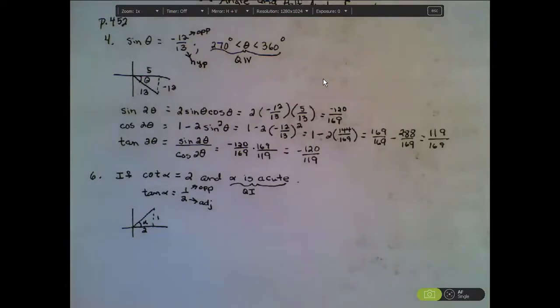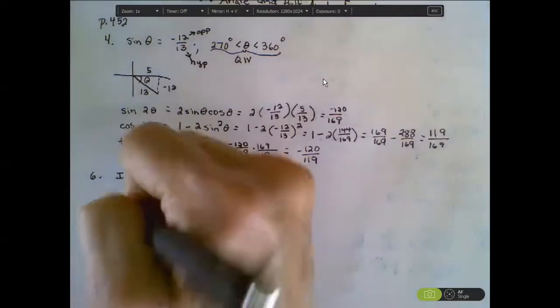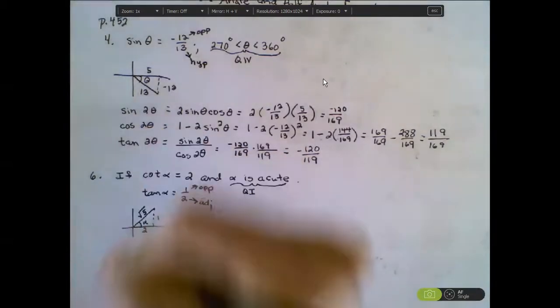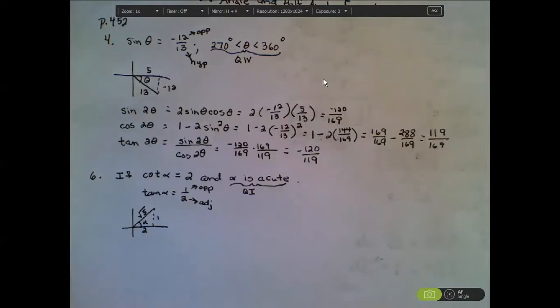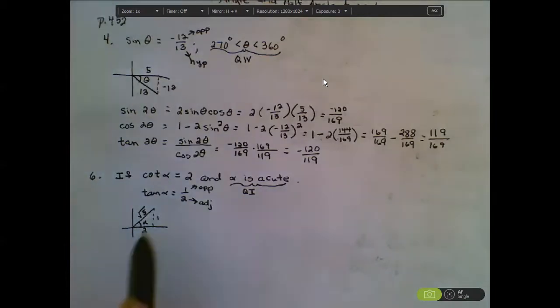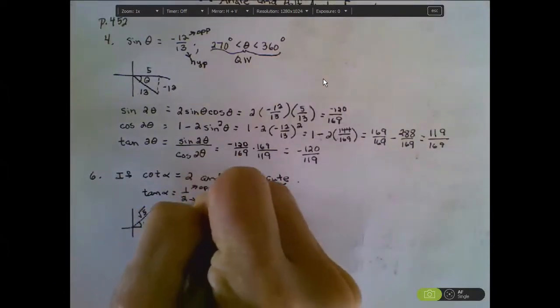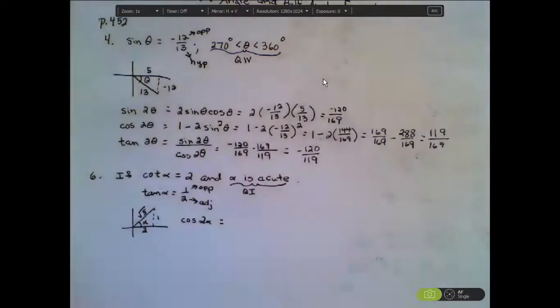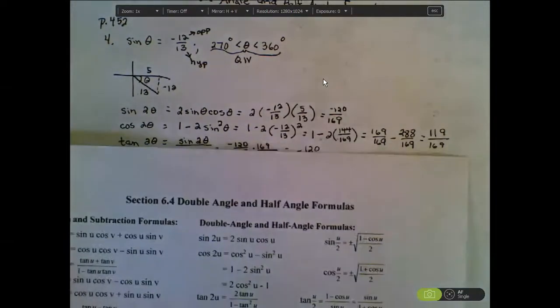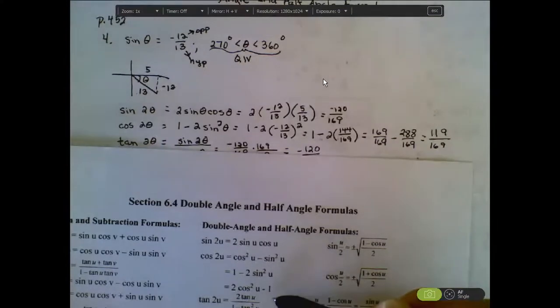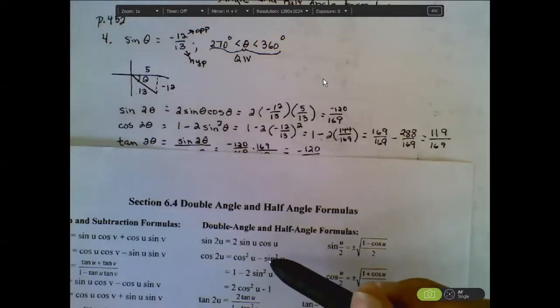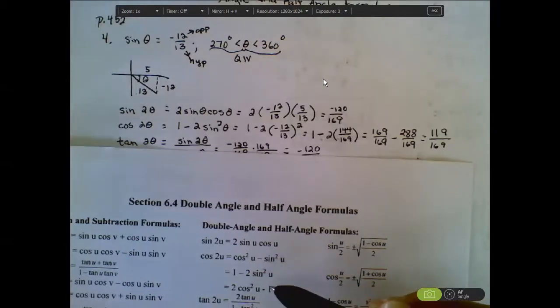If we need it, what does that mean the hypotenuse is? That's square root of 2 squared plus 1 squared, square root of 5. All right, and all we were asked to find in number 6 is cosine of 2 alpha. And again, we could use any one of those 3 formulas. I like using the second or third because I only have to find the value of one of the trig functions, but it absolutely doesn't matter.